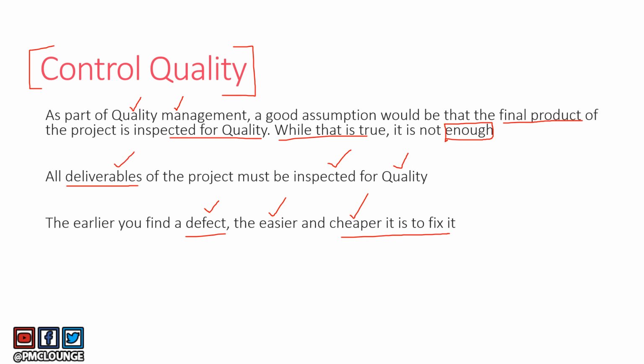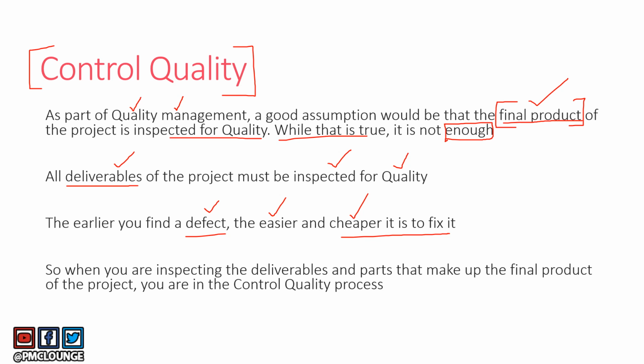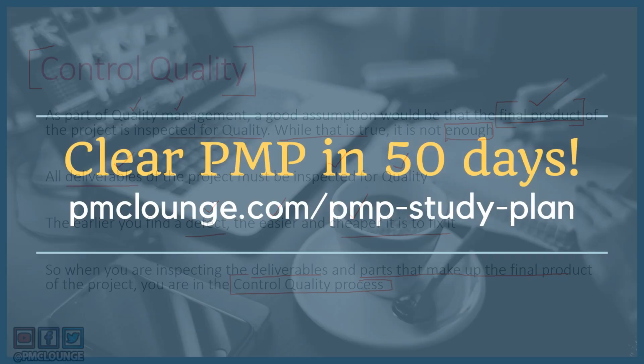It is just one of the deliverables of the final product of the project, which could be an entire building, right? So that's why when you're inspecting deliverables and parts that make up the final product of the project, you are in the control quality process. I hope this example explains how important this process really is.